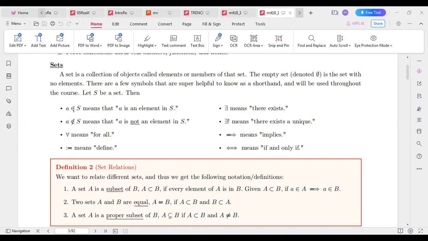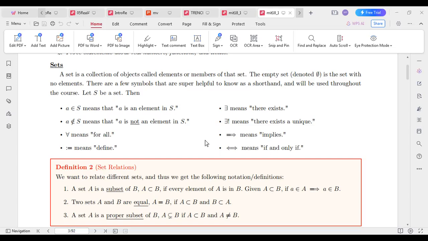A belongs to S means A is an element of S. The existence symbol means there exists. A doesn't belong to S means A is not an element of S. And there exists a unique, for all, and this will be used as defined. And this implies, and this means if and only if.